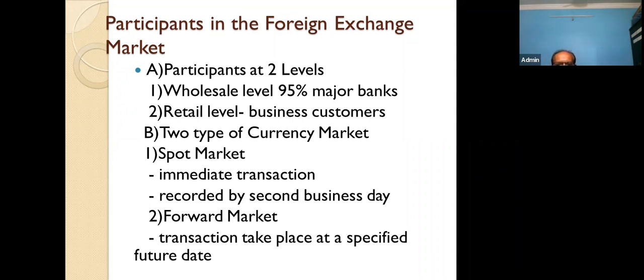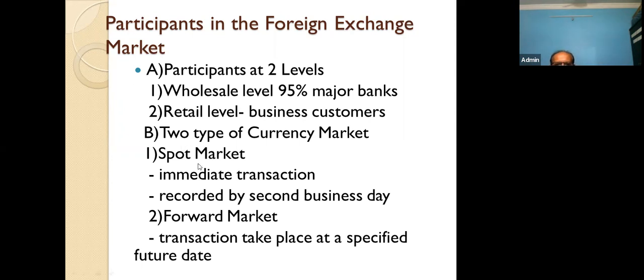Are you getting my point? If you are doing your transaction in the spot market late evening, then this transaction may not reflect on the next day immediately because of Saturday, Sunday, the transactions are closed. So this transaction will reflect on Monday.